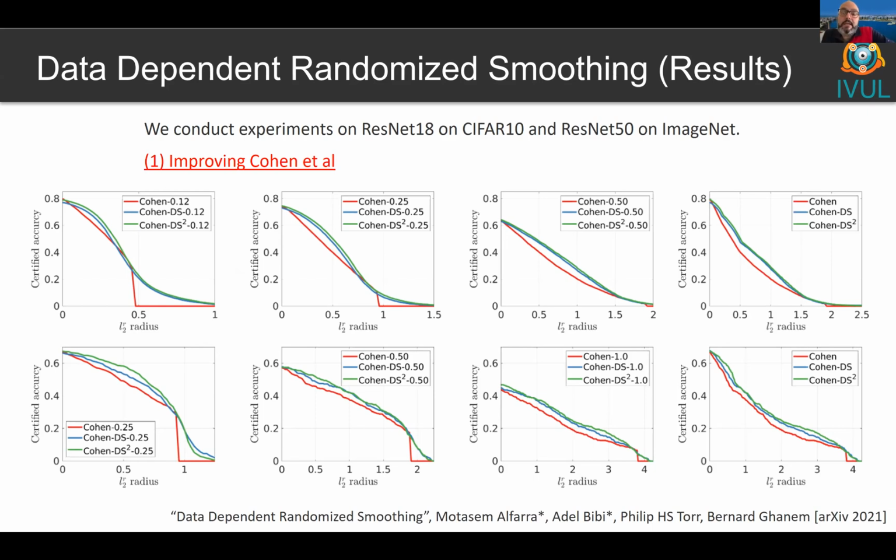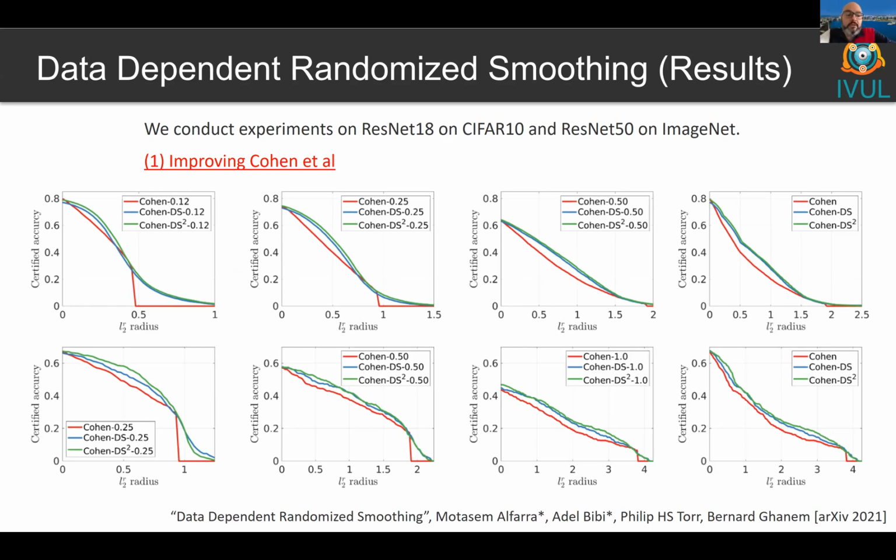But in our case, with DS or DS squared, which is basically data dependent smoothing in training and in test, it's a little bit better than that only in test. You see that the curve is much smoother and gradually decays to zero. The reason is that those elements that are farther away from the decision boundary, you can certify them with much bigger radii. All right.